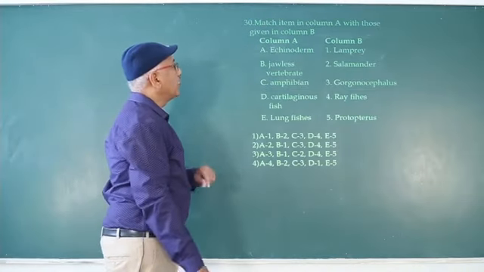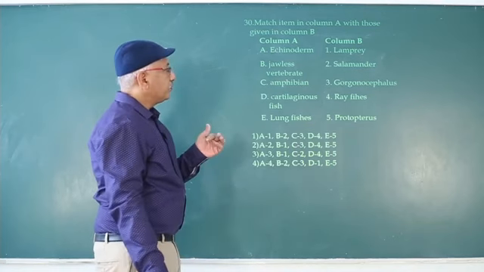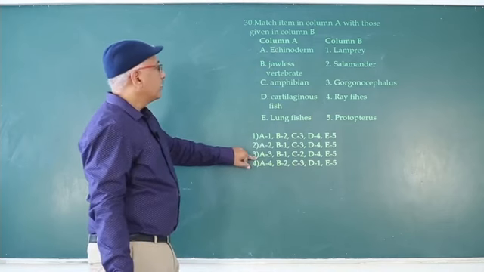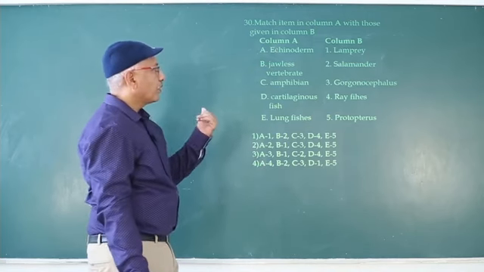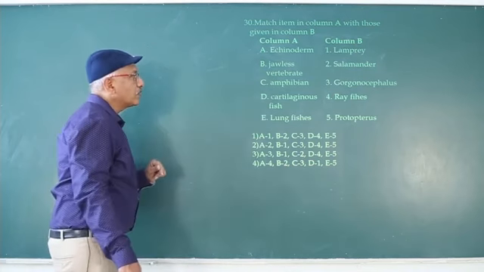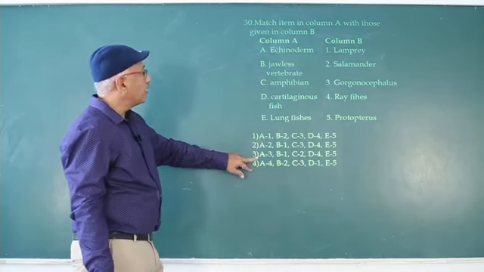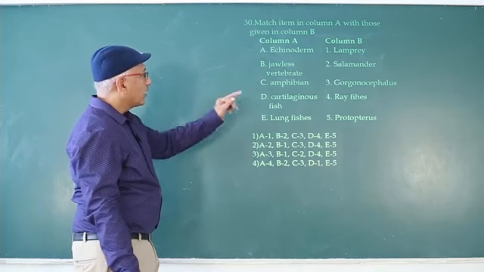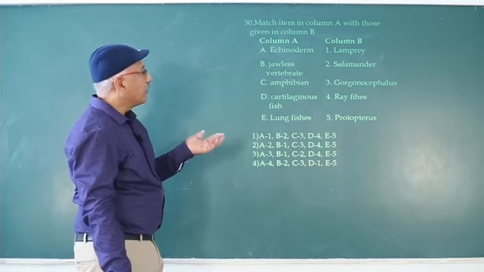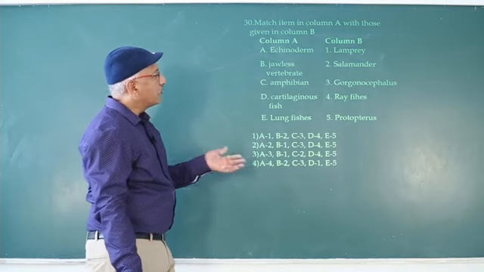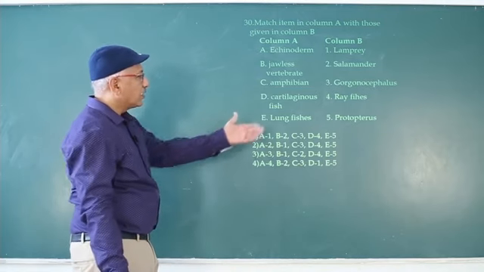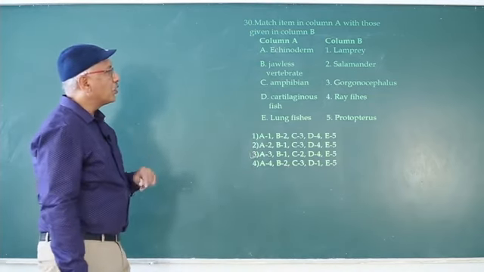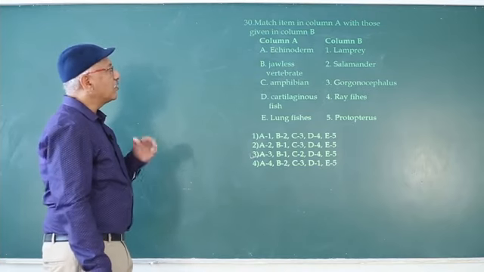Match the following: echinoderm, lamprey, salamander, ray fish, Gorgonocephalus. Gorgonocephalus is an echinoderm. Next, jawless vertebrates, lamprey. Next, amphibian, salamander; cartilaginous fishes, ray fishes; lungfish, Protopterus. So third option, echinoderm, Gorgonocephalus. Gorgonocephalus means basket star.